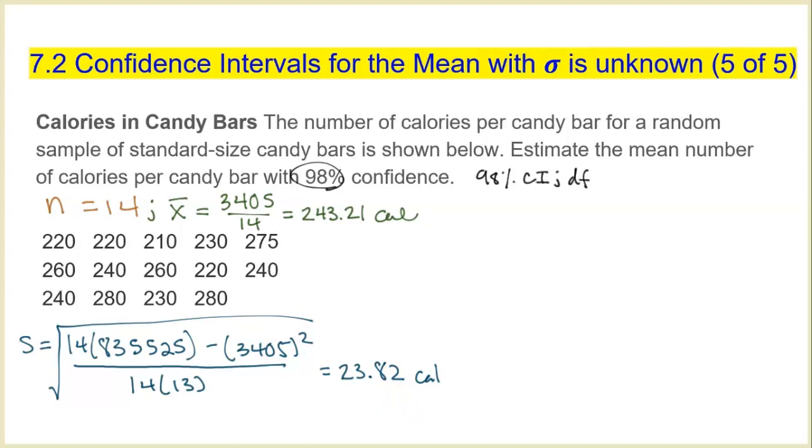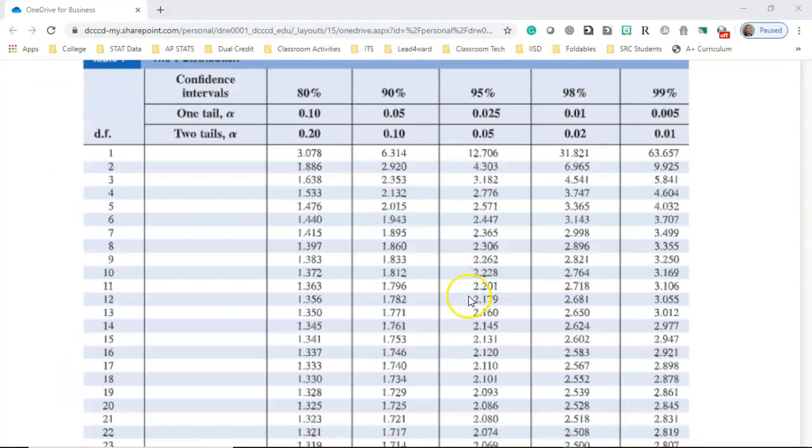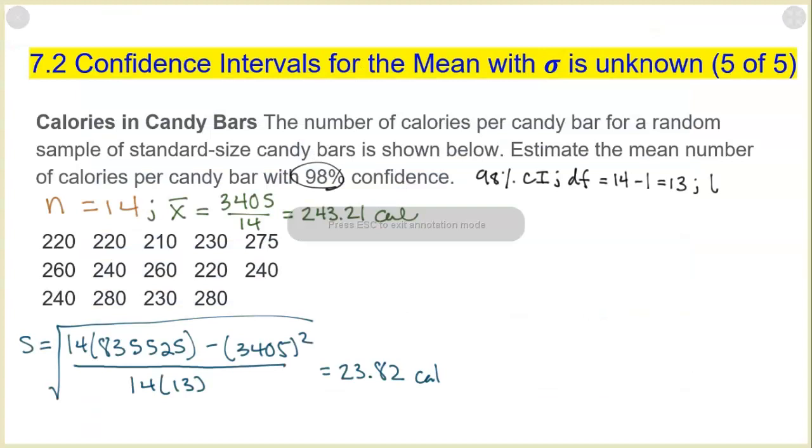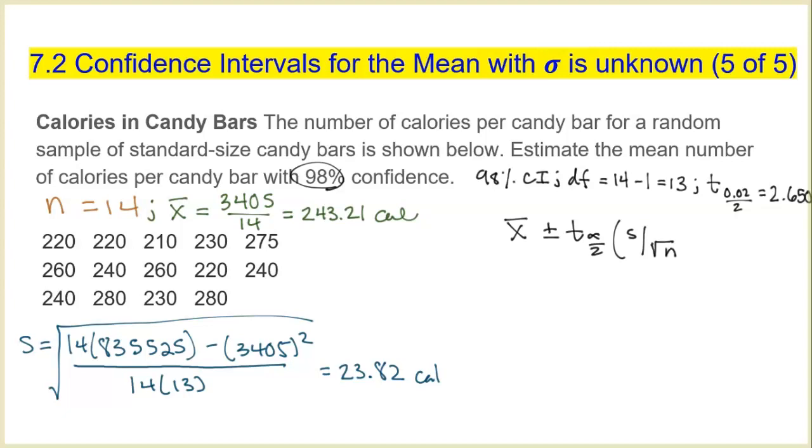And then our 98% confidence interval, of course, based on degrees of freedom. So 14 minus 1, which is 13. We consult our table. So 13 degrees of freedom, and we want 98%. So we are looking at 2.650 as our critical value that we'll use for this. And then we do our confidence interval formula.